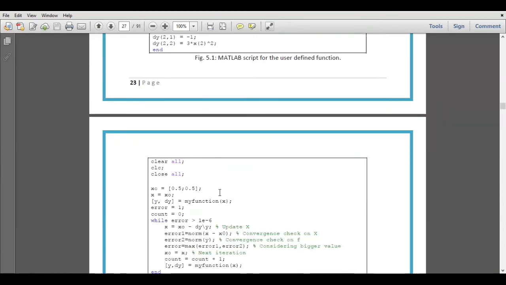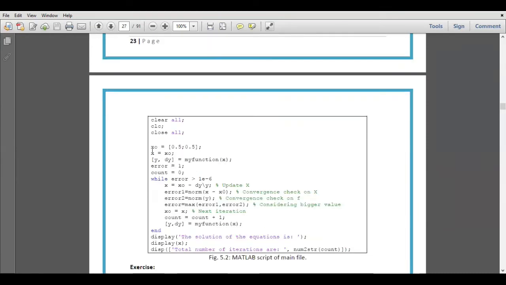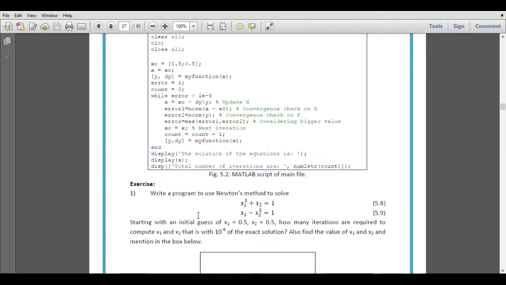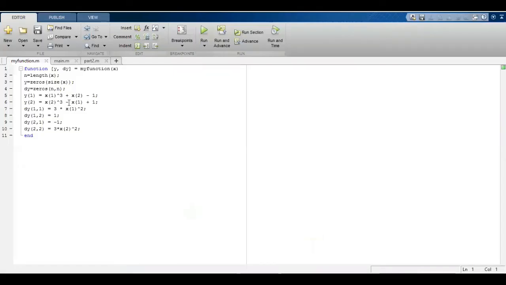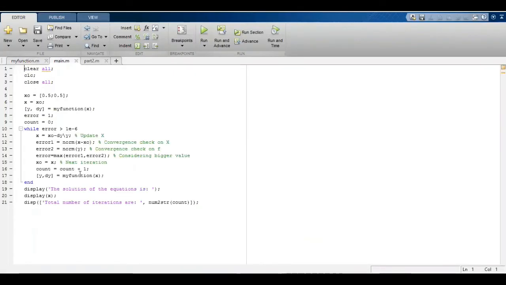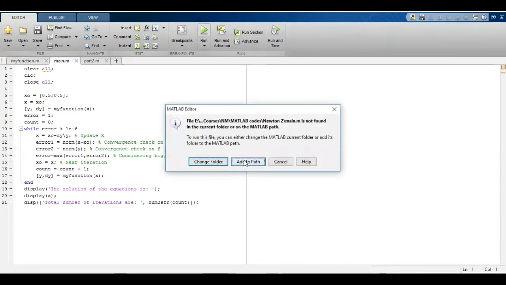And this file is saved, and then we will generate this main file which has to be run, and in this file this function m file will be called. So by writing this set of commands, we can calculate the solution of this set of equations. So you can see the MATLAB algorithm which is written over here. 0.5, 0.5 are the two initial values of x1 and x2. Now let's run this code.